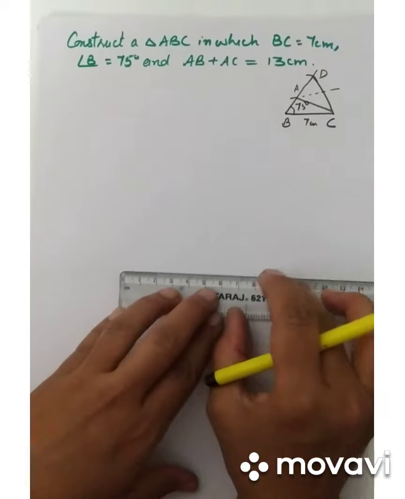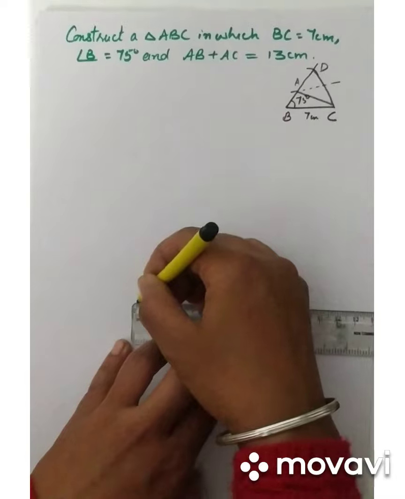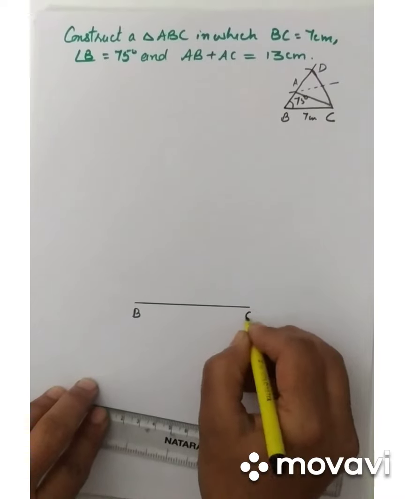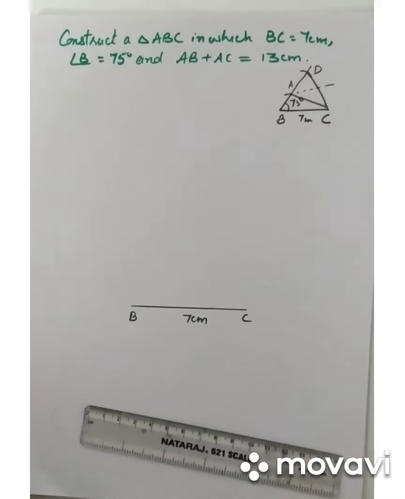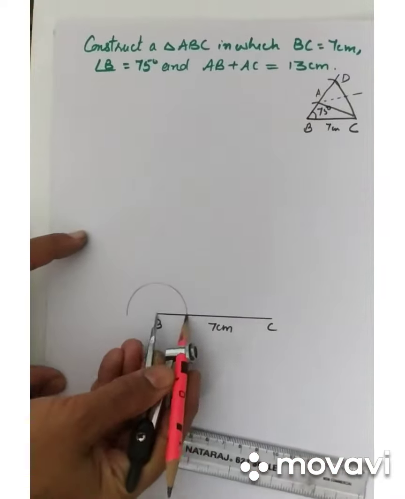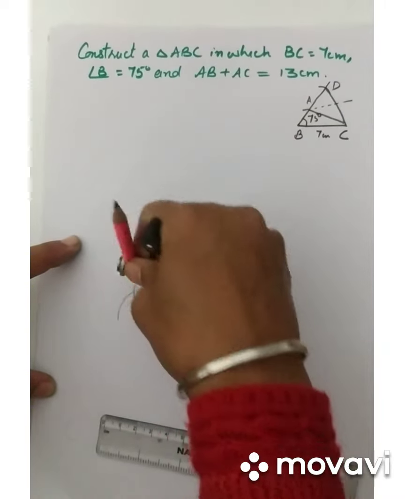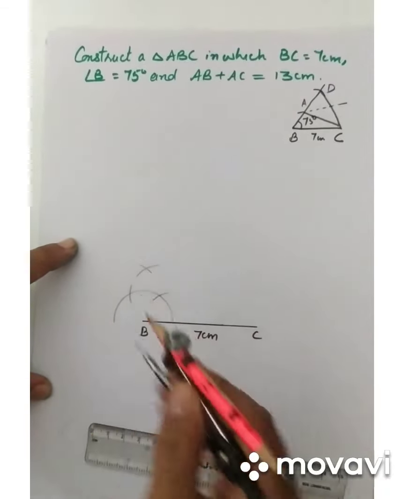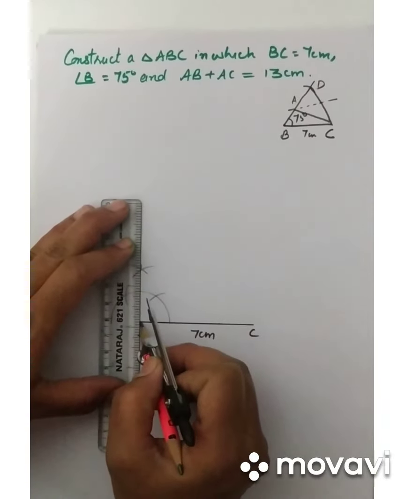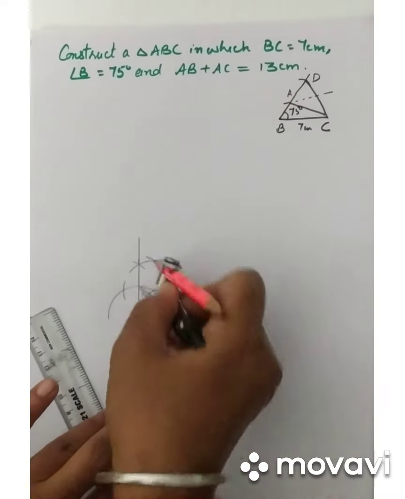Now let us start with the construction. BC base 7 cm. At B we have to construct the angle of 75 degree. For that, first of all, we have to construct 90. We know how to construct 75. Now here you have the 75 degree angle.